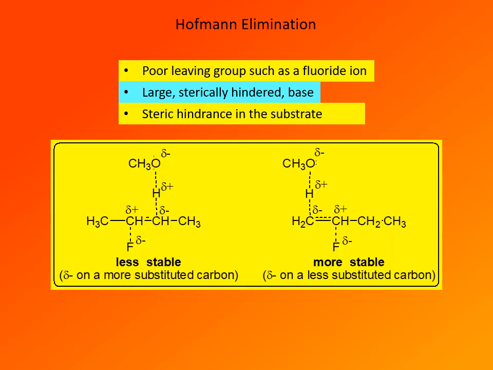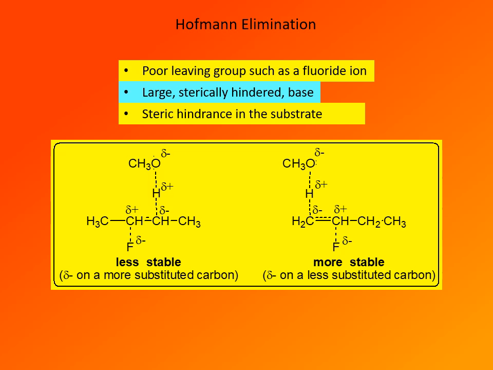Here is why. If we consider the transition state, and we consider the first case, a poor leaving group, such as fluoride anion. So what happens in the transition state? We have charge separation. So we have charges alternating, starting with partial negative charge on the base, partial positive on hydrogen, and then we have developing partial negative charge on beta carbon, partial positive charge on alpha carbon, and partial negative charge on the leaving group.